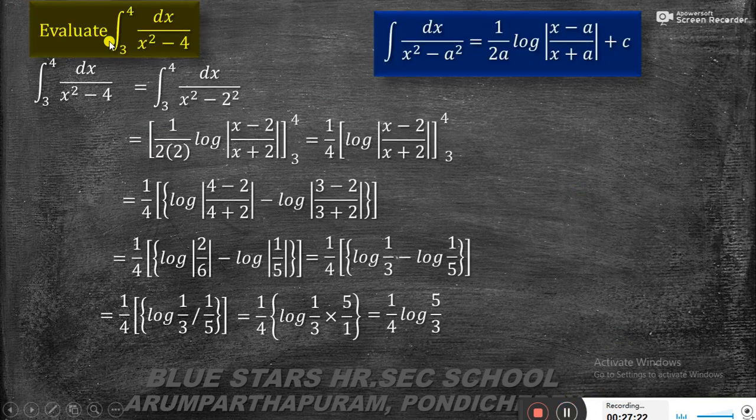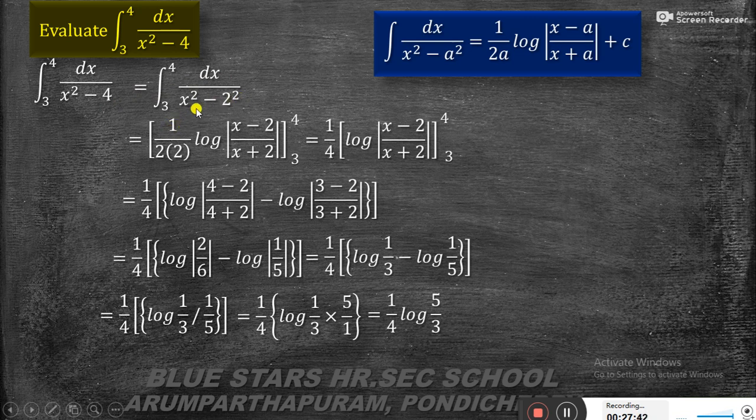So now we discuss the exercise, exercise problem 9.3. First problem, first subdivision: the integral from 3 to 4 of dx by x square minus 4. We write 4 as 2 square.